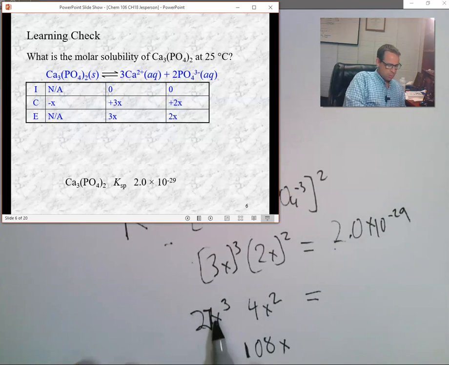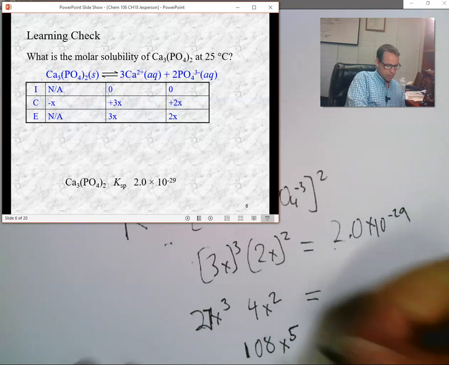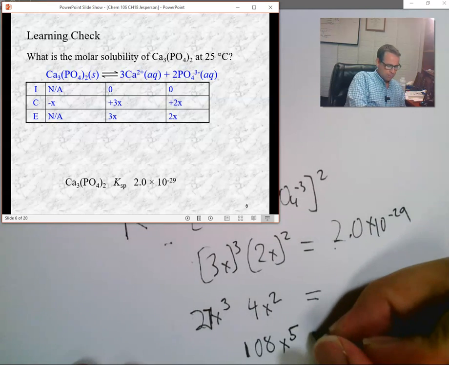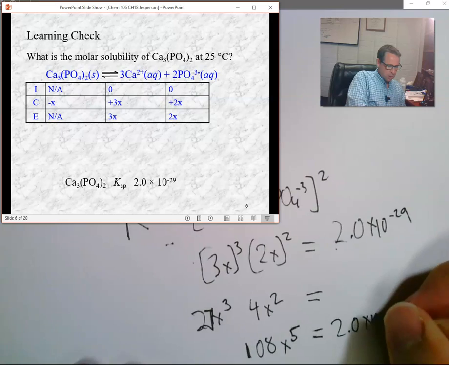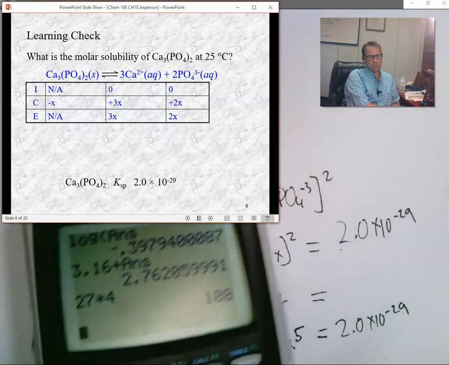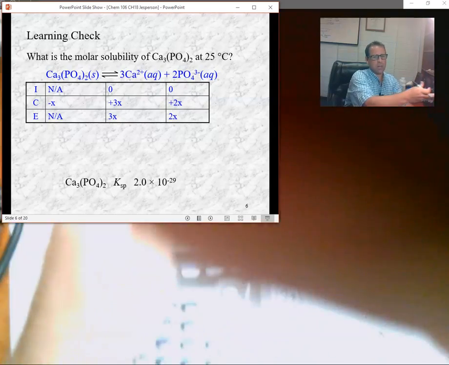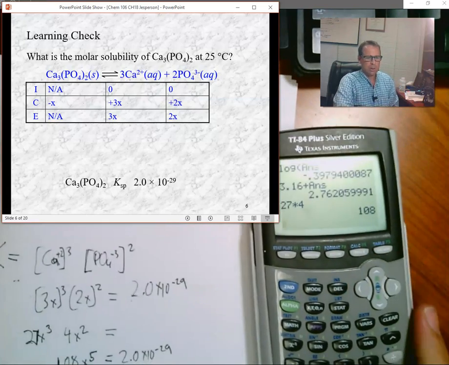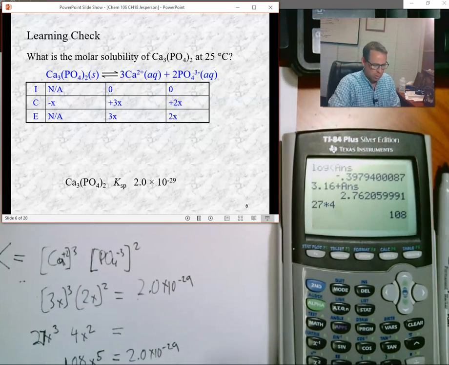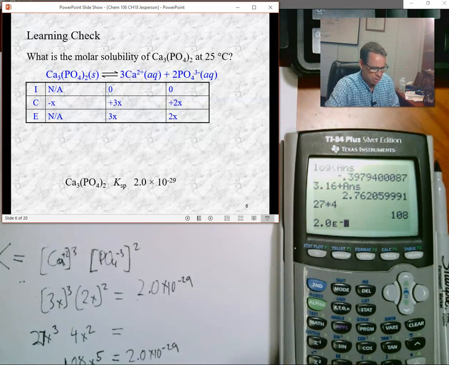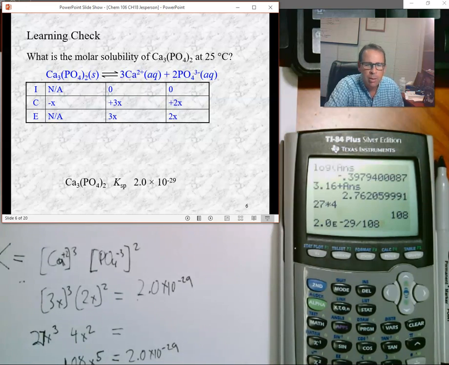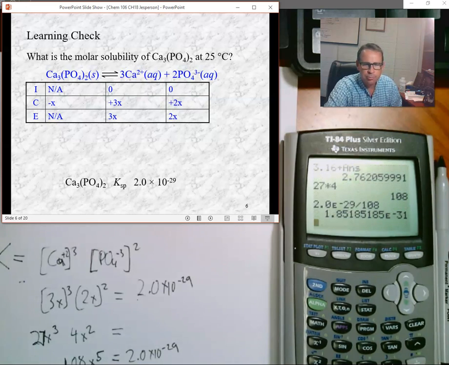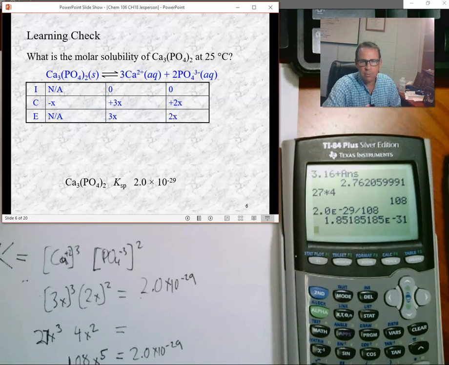What happens when I multiply x cubed times x squared? It's x to the 5th. So 108x to the 5th equals 2.0 times 10 to the minus 29. So make sure we can remember how to do this in our calculator. Okay. So 2.0 times 10 to the minus 29 divided by 108, we're going to get the x to the 5th all by itself. And then we need to take the 5th root.